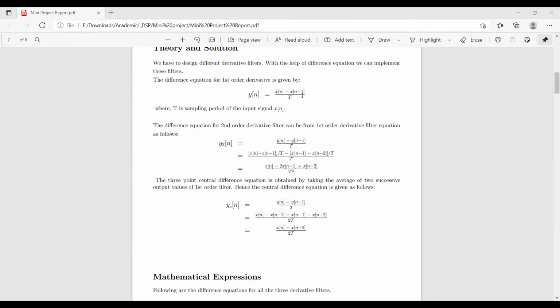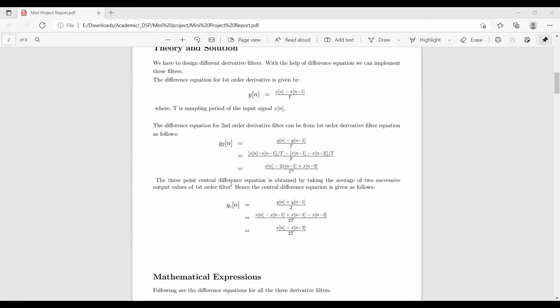From this equation, we can obtain the difference equation for the second order derivative filter. Just take the derivative of this filter, which gives y2 of n equals y of n minus y of n minus 1 by T. Put the value of y of n from this expression into this expression, then we get this expression, and we just rearrange the terms. Here x of n minus 1 and x of n minus 1 becomes 2 times x of n minus 1, and this minus minus becomes plus. So the final difference equation for the second order derivative filter is x of n minus 2 x of n minus 1 plus x of n minus 2 by T square.